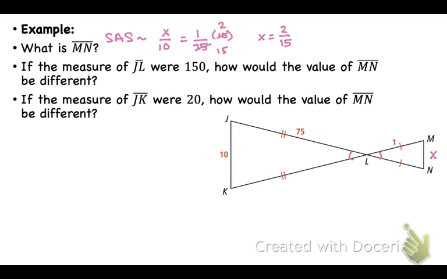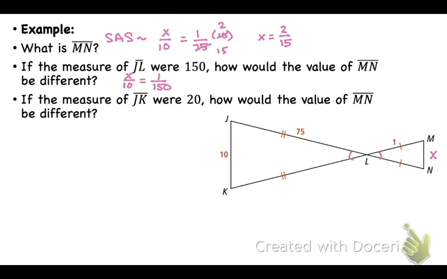So now we have some questions we've got to think about a little bit. It's kind of hard. If the measure of JL were 150, how would the value of MN be different? So in x over 10 equals 1 over 75, what value would change to 150? It'd be the 75. That would make JL 150, so it'd be x over 10 equals 1 over 150, so 1 over 15 divided by 2, which is 1 over 30.